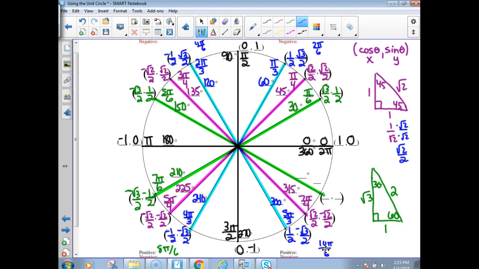All right, I was at 10 pi over 6. My last one to label is 11 pi over 6. Notice that if you went one more, that'd be 12 pi over 6, which would reduce to 2 pi. All of them do the same thing every time you get around. That's how fractions work. You get back to a whole number eventually. All right, so here we go. We got the last one.